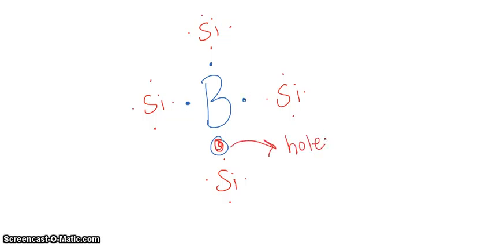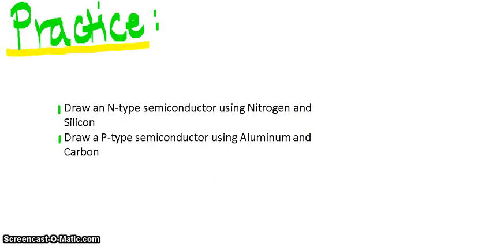So now it's your turn. First, draw an N-type semiconductor using nitrogen and silicon, and then draw a P-type semiconductor using aluminum and carbon. And then you can again pause the video and complete the problem, and then resume it when completed.